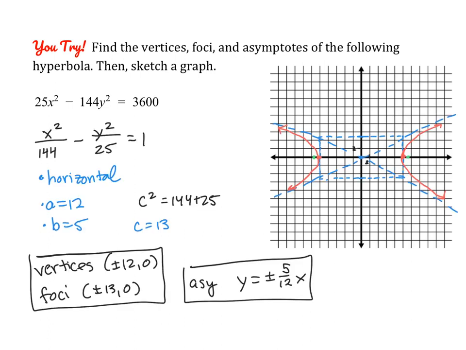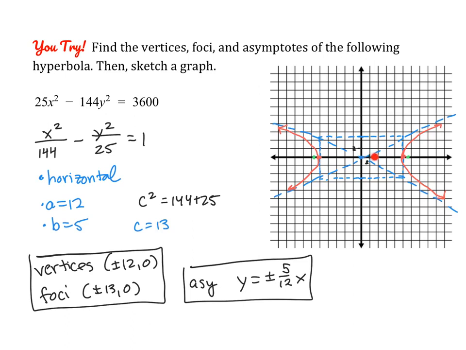All right, so let's go ahead and check our answers. So here again, we need to start by dividing both sides by 3,600 to put it into standard form. Since x squared comes first, it's horizontal. A squared is 144, so A is 12. B squared is 25, so B is 5. And using our formula, we can find that C is 13.